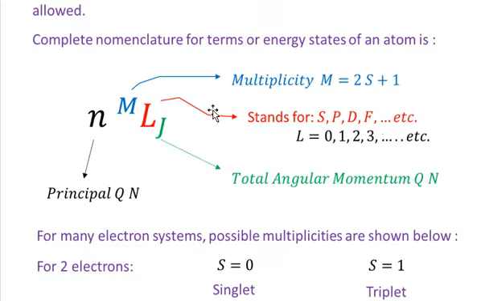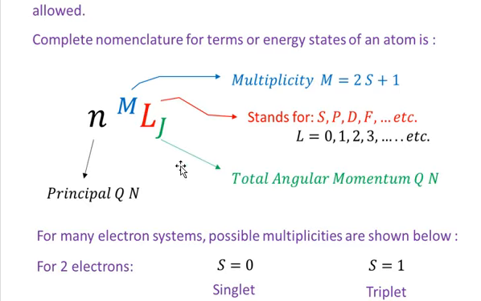And this M, which is a superscript before the letter S, is actually the multiplicity of the term. The multiplicity is given by the formula capital M is equal to 2S plus 1. As I have described, the multiplicity gives you the number of possible orientations of the spin angular momentum with respect to the orbital angular momentum of the atom. So this is the physical meaning of the multiplicity.